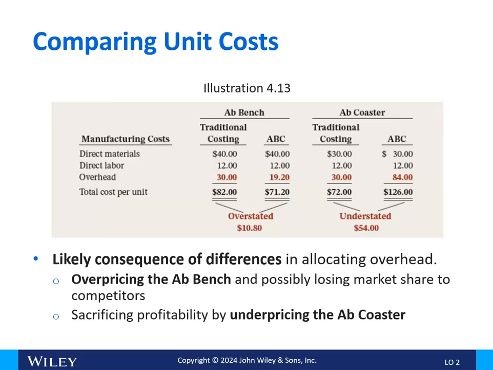And on the other side, the ab coaster, if we think we only have to cover $72 of cost, we're probably underpricing the ab coaster. So we're giving up profitability. We could be more profitable if we price that correctly. That's a key thing that we use ABC for, to get our pricing right, because we're getting more accurate in our costing, as well as being able to understand what is driving our costs at a more granular level.